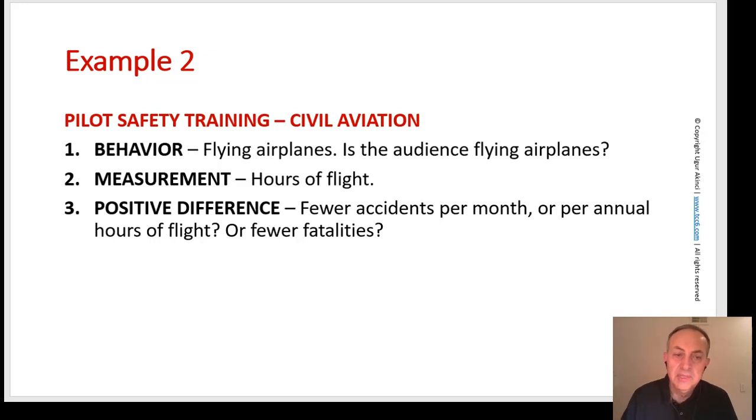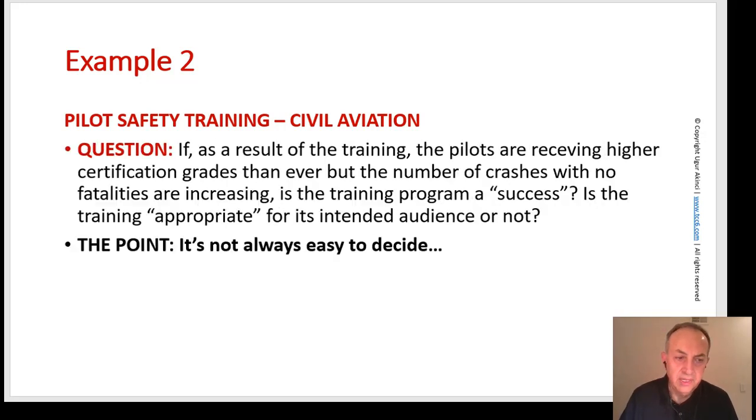A second example is on pilot safety training, a civil aviation example. Behavior is flying airplanes. Is the audience, our pilots, flying airplanes? Yes, they are. Measurement: hours of flight is a common measurement in aviation. The positive difference: are there fewer accidents per month or per annual accumulated hours of flight, or perhaps fewer fatalities? How are we going to measure the positive difference in pilot safety training?